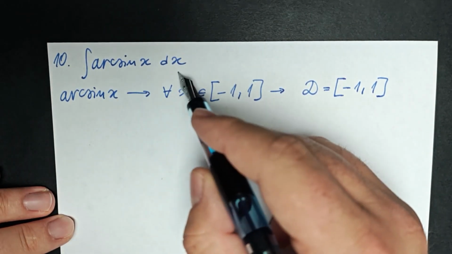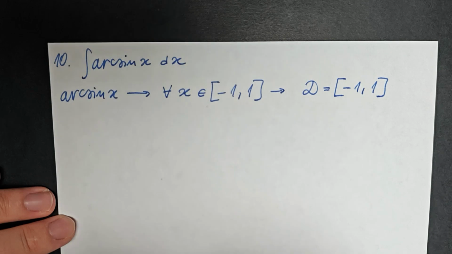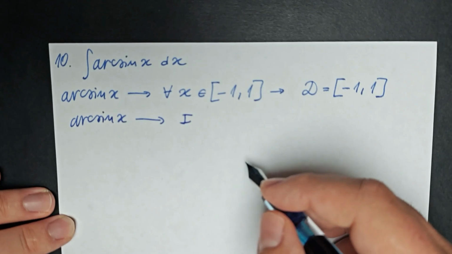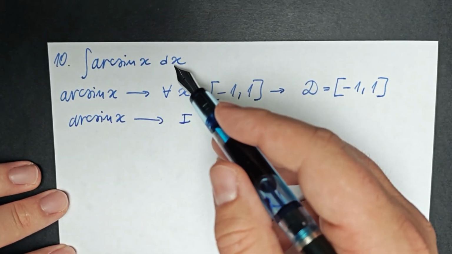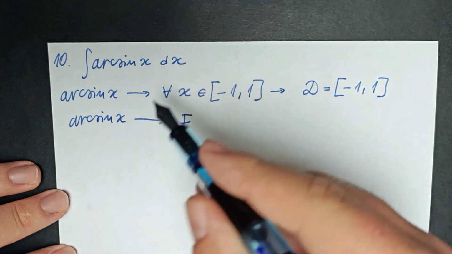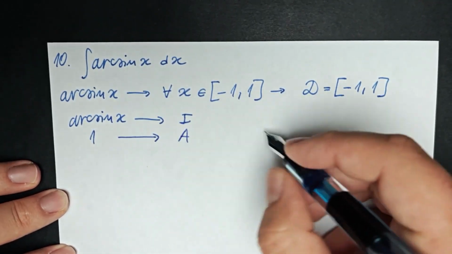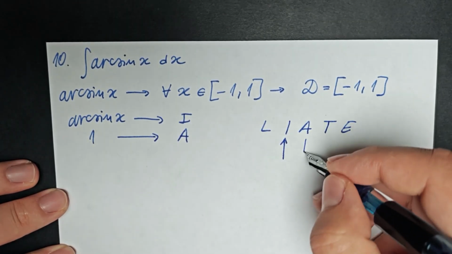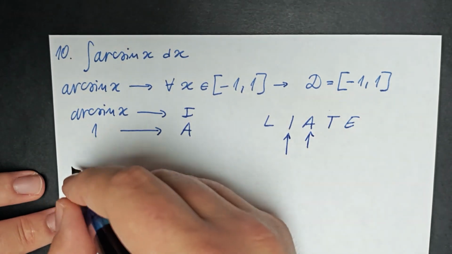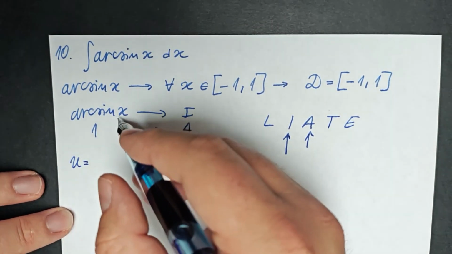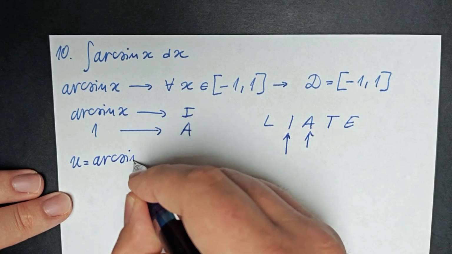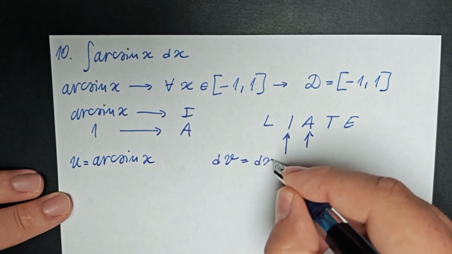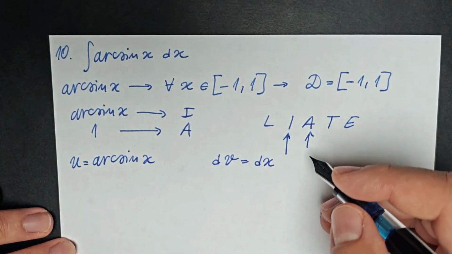Here again we have only one term in the integrand, and that is arcsine of x, which is inverse trigonometric. Again, dx we can look at as 1 multiplied by dx, and 1 is algebraic. In the LIATE rule, inverse trigonometric comes before algebraic, so we are going to pick u to be this inverse trigonometric function, arcsine of x, and dv is everything else that remains in the integrand, which is just dx.